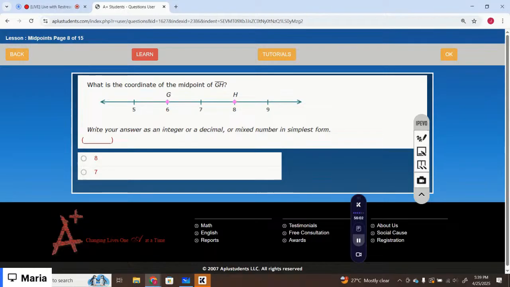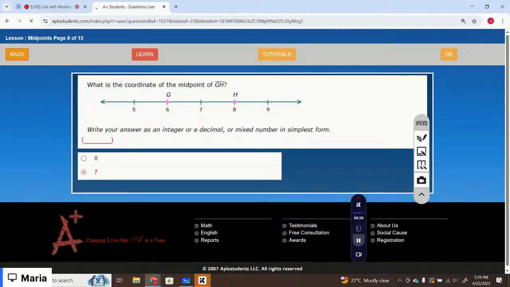What is the coordinate of the midpoint of GH? The midpoint of GH is 7. Okay, you can complete the lesson by yourself later today.